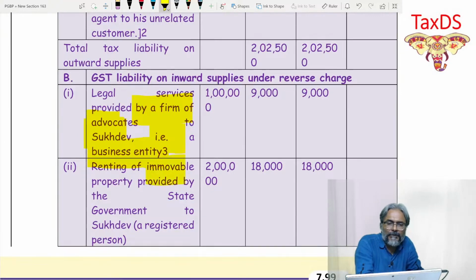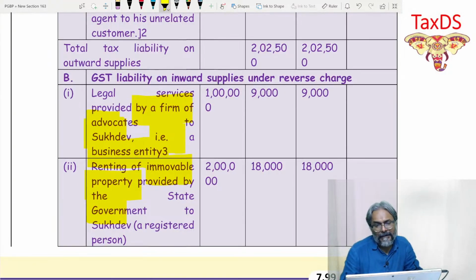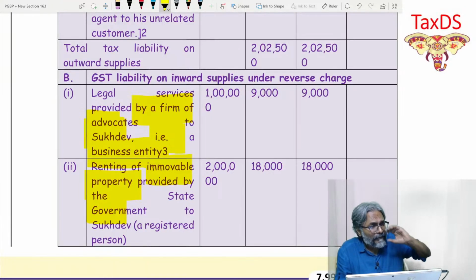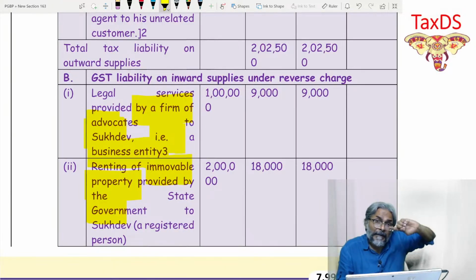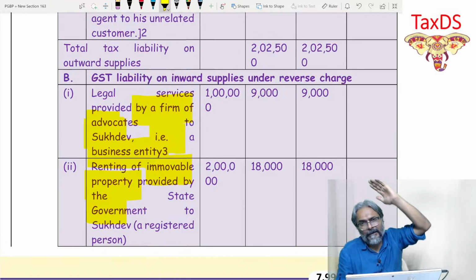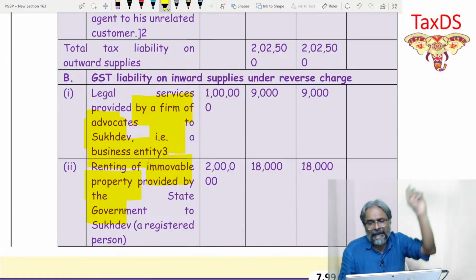Renting of immobile property, students, in this context, as I told you, again the reverse charge mechanism is applicable in this case. Who is the supplier for the renting? Only this category, students, of renting of immobile property by the government to a registered person. So the recipient is a registered person, yes. Who is the supplier? Government. What is the nature of supply? Renting of immobile property. That is specifically covered under the reverse charge mechanism.